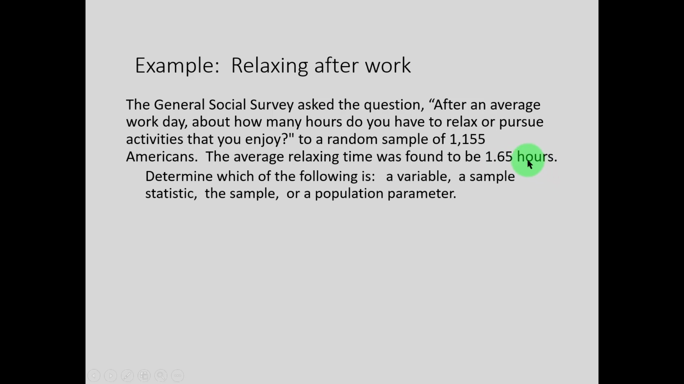Okay, we're going to identify what was the variable of interest, what was the sample statistic that was determined, the sample, and a population parameter. Okay, so the 1,155 Americans, well, that was the random sample, right? That was a subset of the larger population. So the sample.